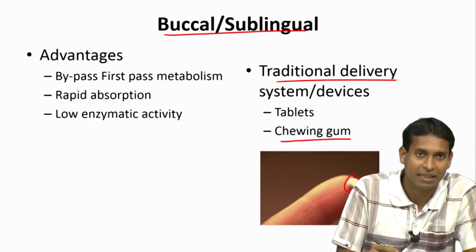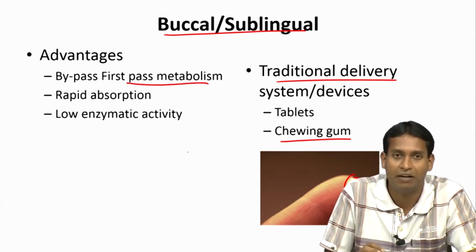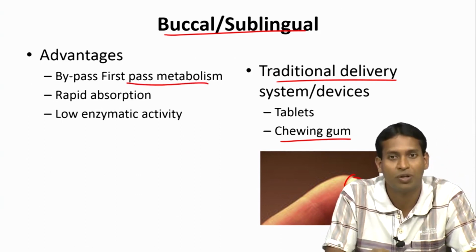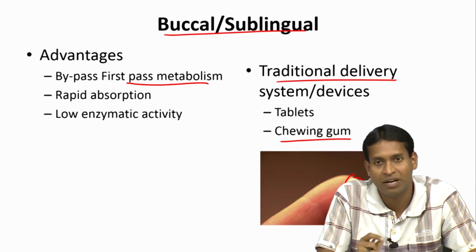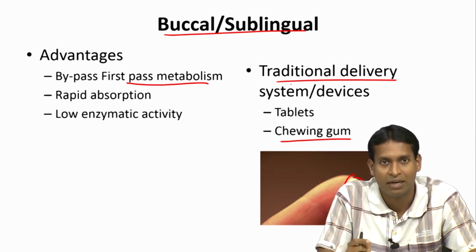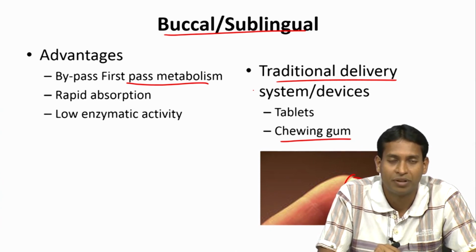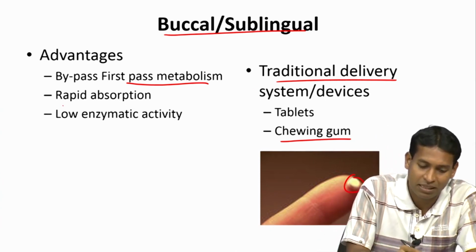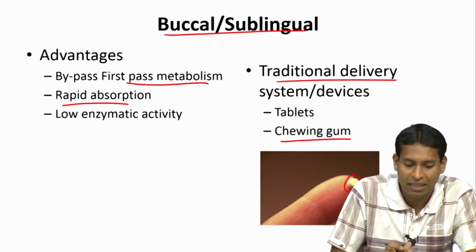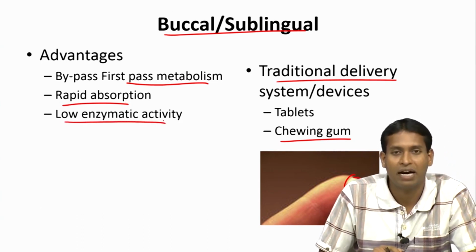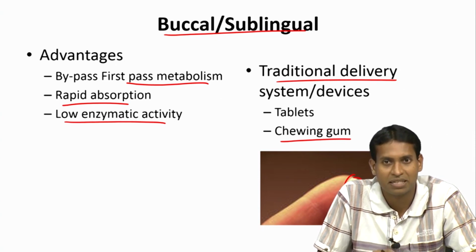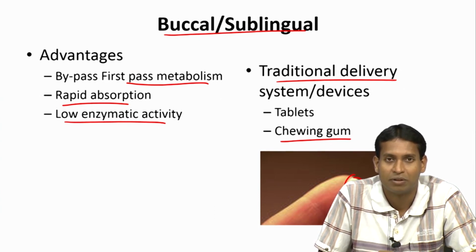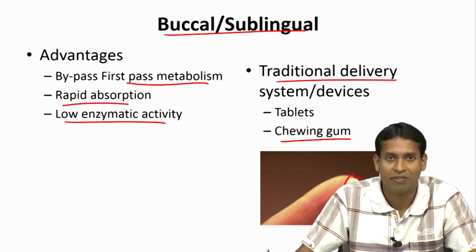Some of the advantages here are that this avoids first pass metabolism, and we will come to how this happens, but this is not through the oral route. Even though you are taking it orally, the absorption into the circulation is happening through a different blood vessel than when you take it through your stomach. There is rapid absorption of the drug, and it is not going to the high concentration of enzymes which you find in your stomach. Even though there are some enzymes in our mouth, those are in a much lower amount and much lower type. So, your drug is a lot more protected when you are delivering through the buccal cavity.